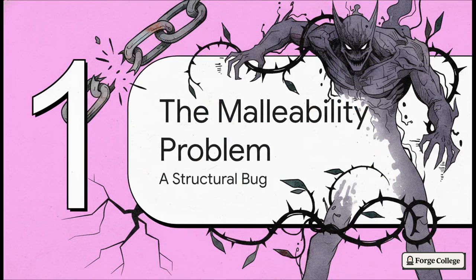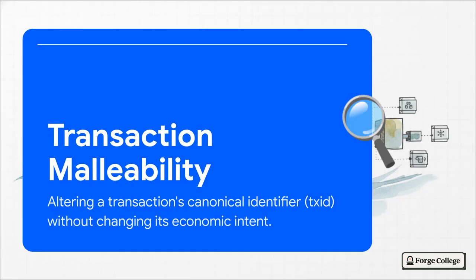All right, Section 1, the malleability problem. Let's officially meet the villain of our story. The core of this bug is something called transaction malleability. In plain English, it's the ability to alter a transaction's canonical identifier, what engineers call the txid, without actually changing the economic intent of the transfer. Before SegWit came along, the digital signatures that proved you had the authorization to spend your funds, they lived right inside the serialized transaction data.